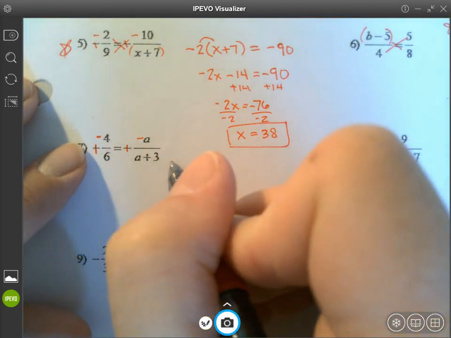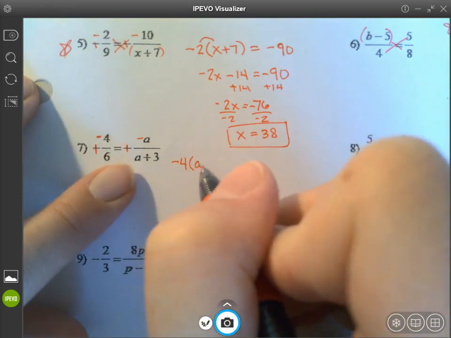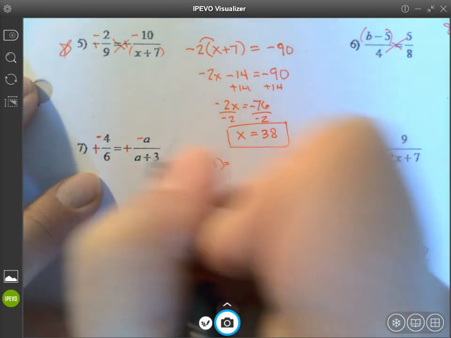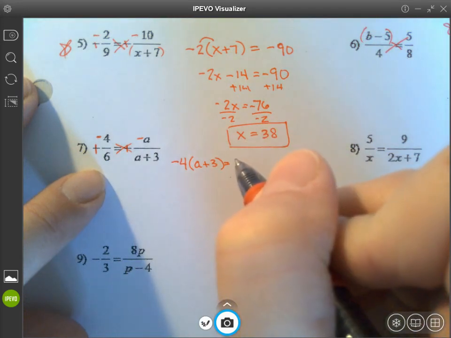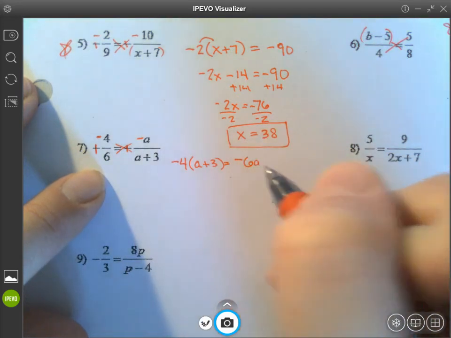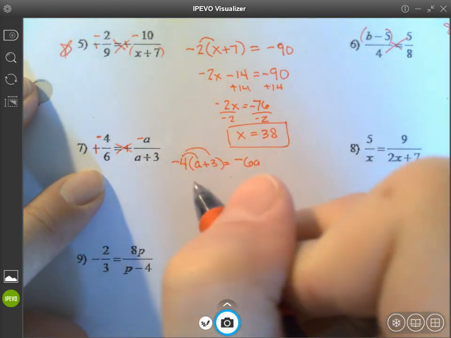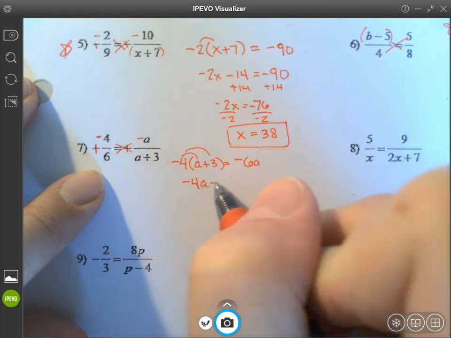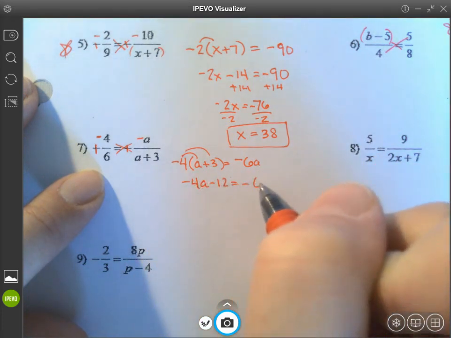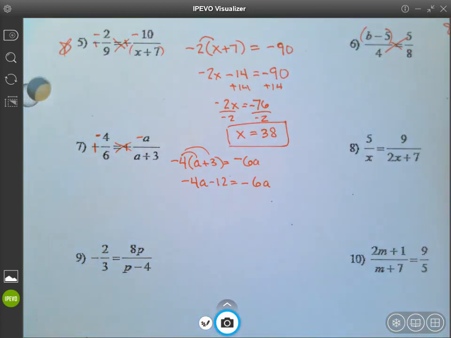And then we're going to set it up as negative 4 times the quantity a plus 3. So this is the big area where we see the mistakes. And that would be negative 6a. So distribute, watch your signs, negative 4a minus 12 equals negative 6a. Now notice there's a's on both sides of this one. Okay, so that's a little different.